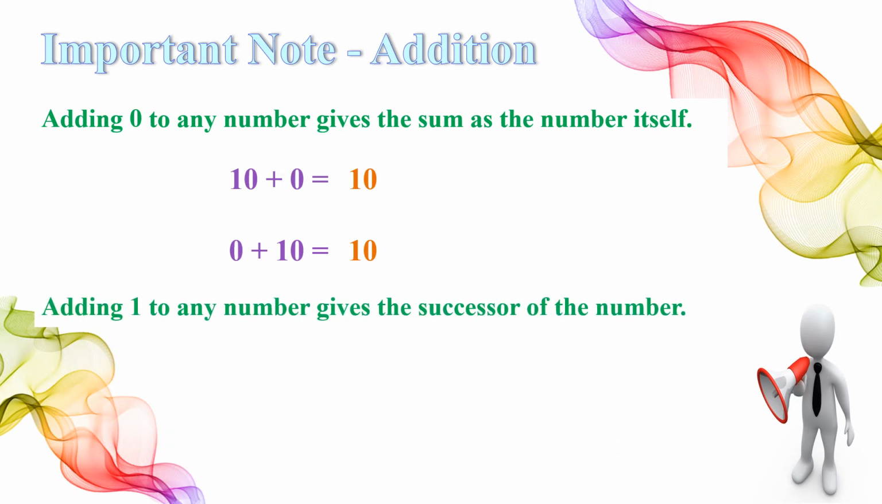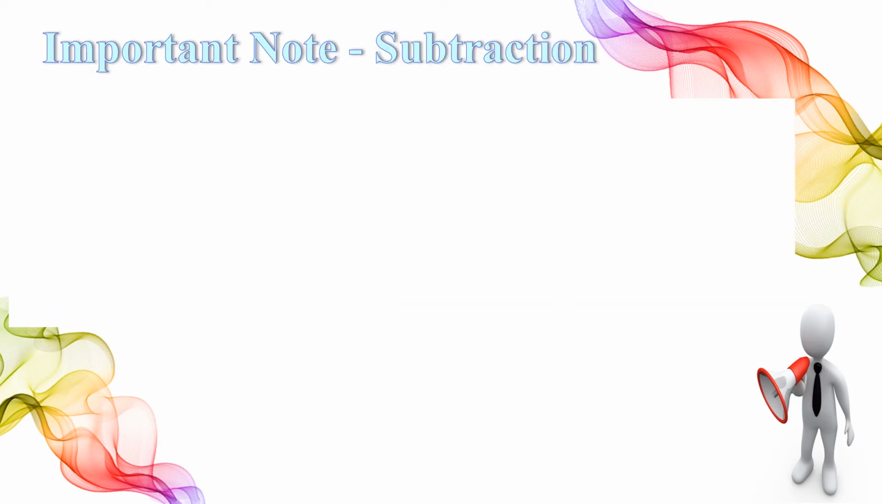The second rule, adding 1 to any number gives the successor of the number. 10 plus 1 equal to 11. So, 11 is the successor of 10. Similarly, 59 plus 1, which is equal to 60. 60 is the successor of 59. Therefore, adding 1 to any number gives the successor of the number.